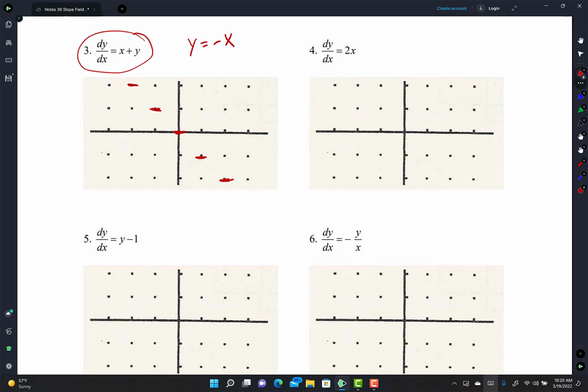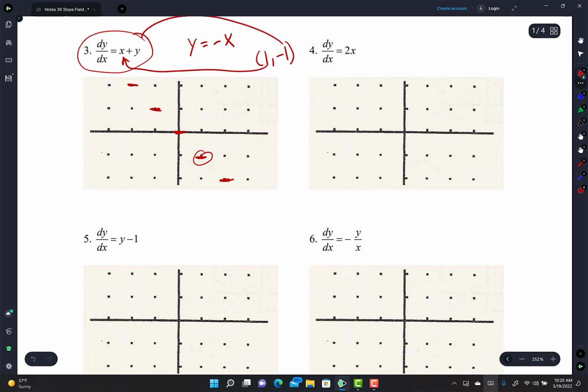Do you see this point that I'm circling? That point is 1, -1. If I plug that x value in here and this y value in here, what is 1 plus -1? And there it is. That's my slope. That's how I would do it.